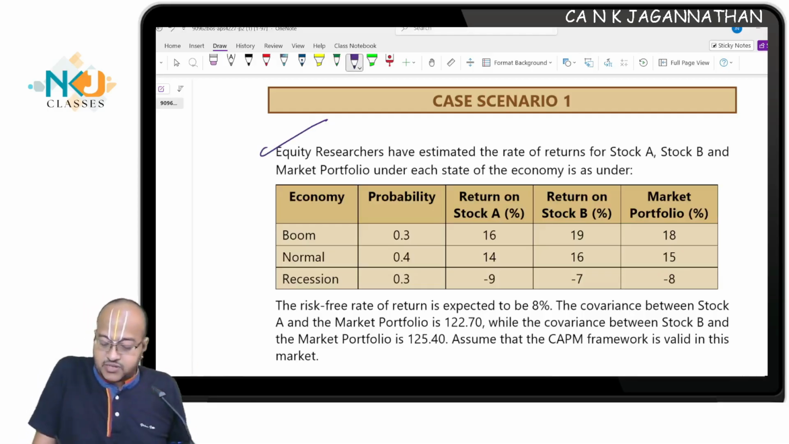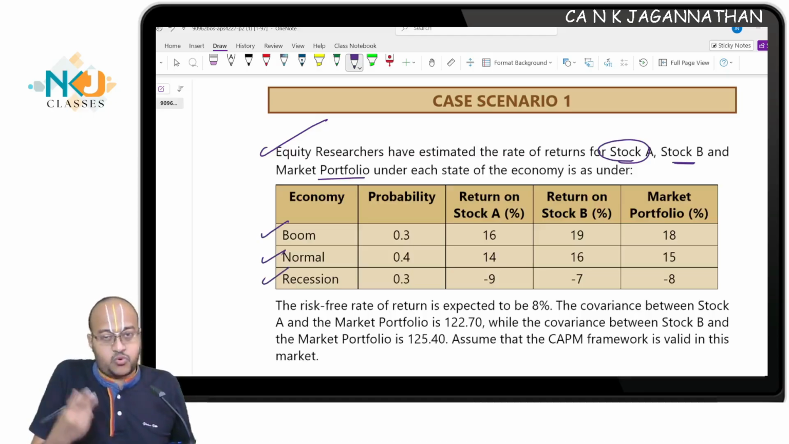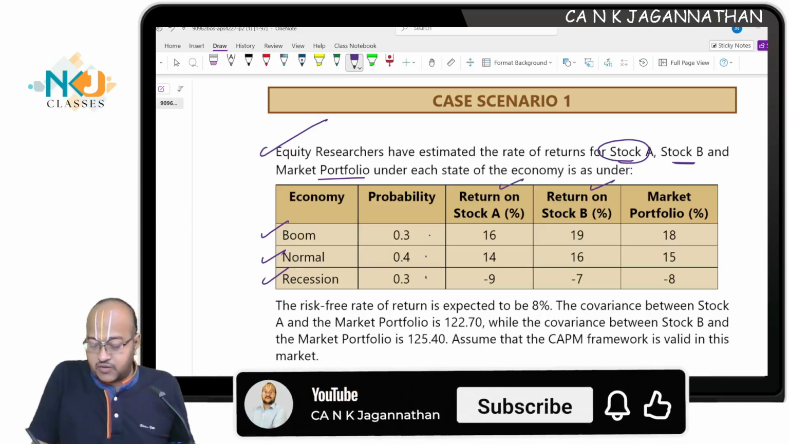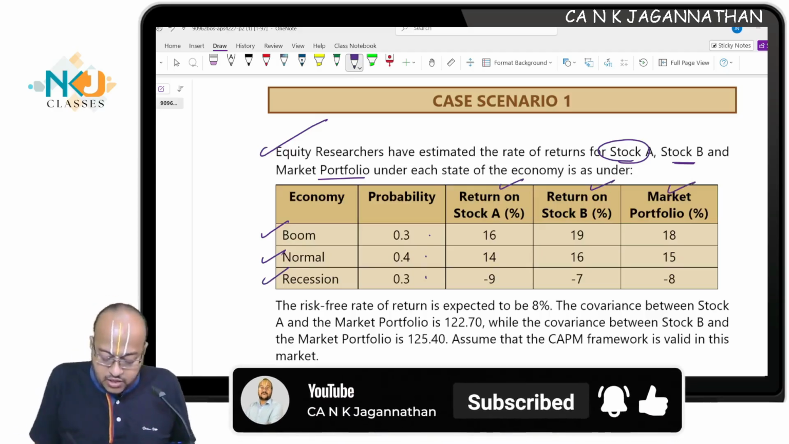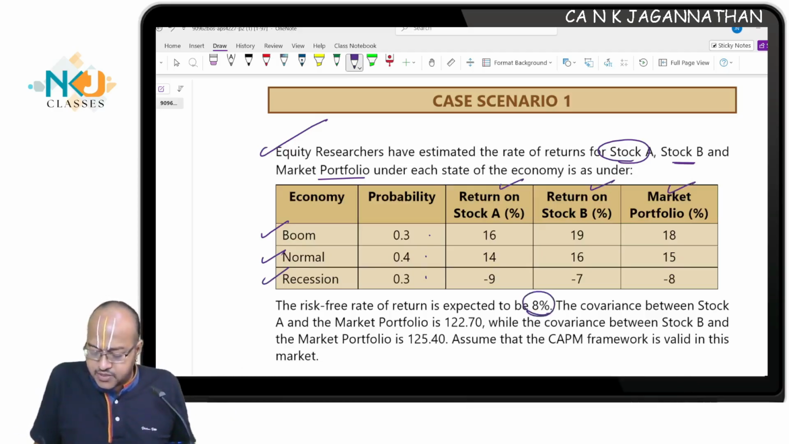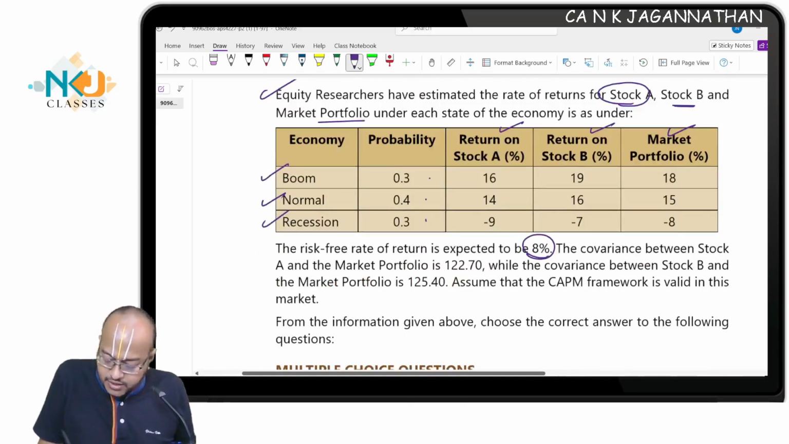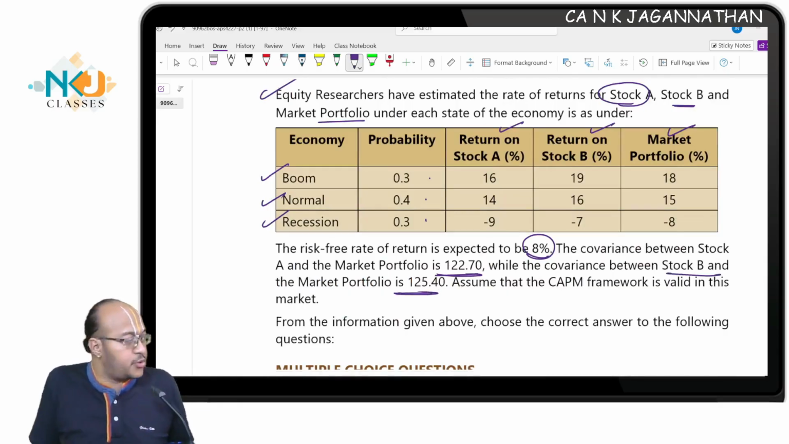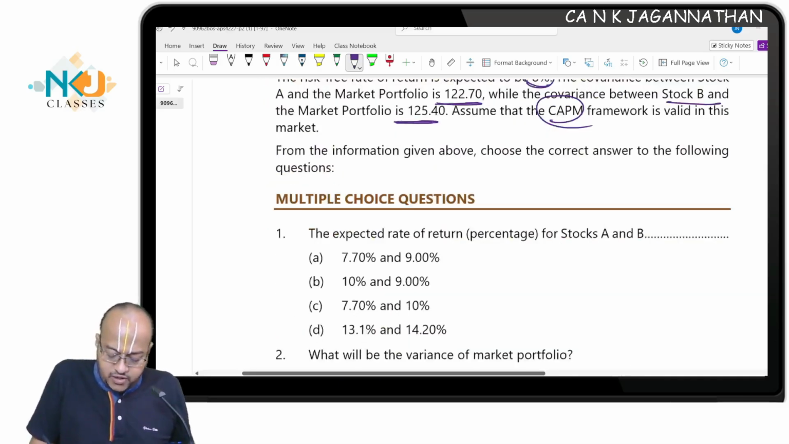Equity researchers have estimated the rate of returns for stock A and stock B and market portfolio under each state of economy as under. The economy is given in various scenarios: boom, normal and recession. Probability is given as 0.3, 0.4 and 0.3, and the return of the stock for the respective scenarios is given, and the market portfolio is also given. Now, the risk-free rate of return is expected to be 8%. The covariance between stock A and market is 122.7, and the covariance between stock B and the market is 125.4. Assume that the CAPM framework is valid in this market, and we have been asked these questions.